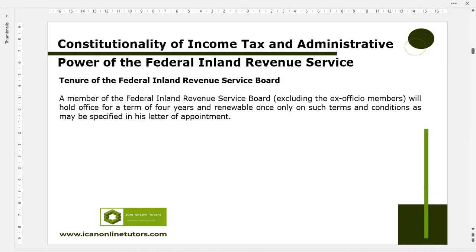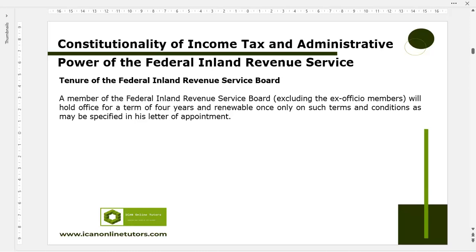Okay, so having known the composition of the board, let's look at their tenure. How long do they stay in office? They are to stay in office for a period of 4 years. So a term for this board is a period of 4 years, and this is renewable once, only on such terms and conditions as may be specified in the appointment letter.